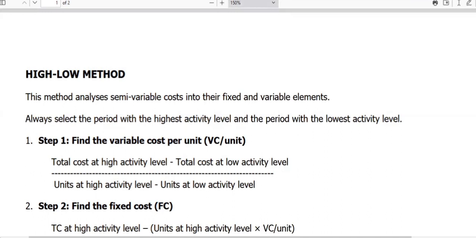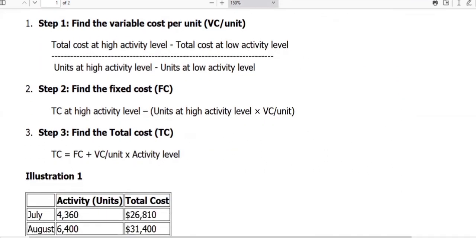In other words, we get the change in costs, that is, at the highest activity level and the lowest activity level, divided by the change in units. Those are the units at the highest activity level minus the units at the lowest activity level. Now, after computing the variable cost per unit, you have to compute the fixed costs. How do we compute the fixed costs?